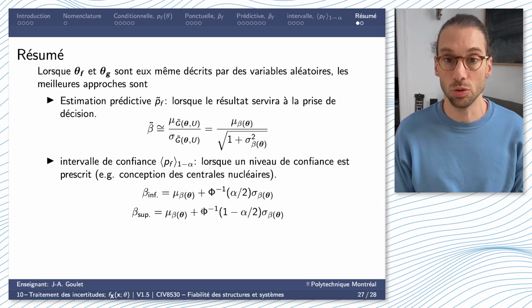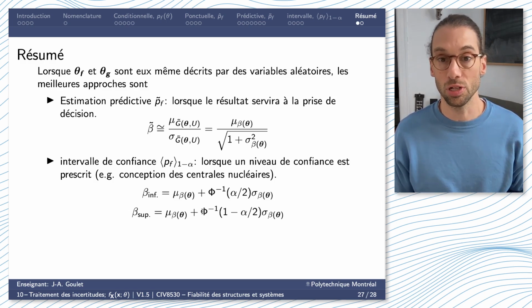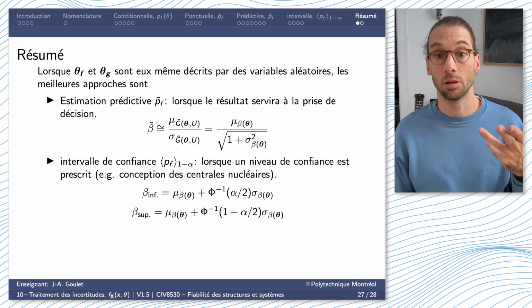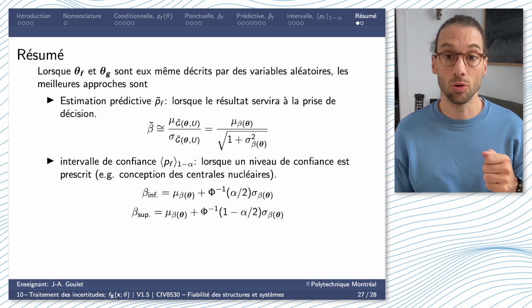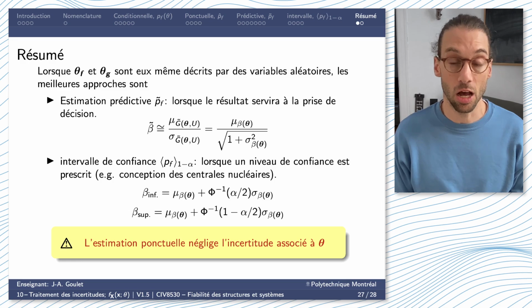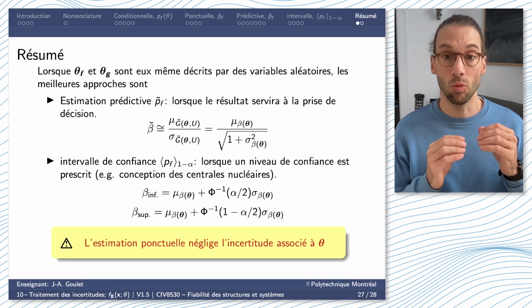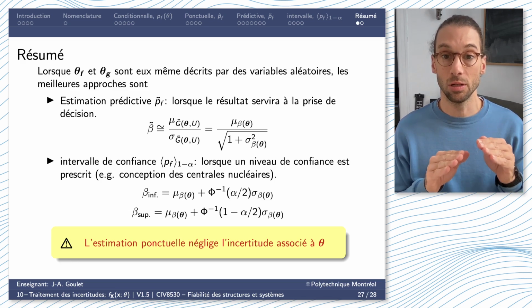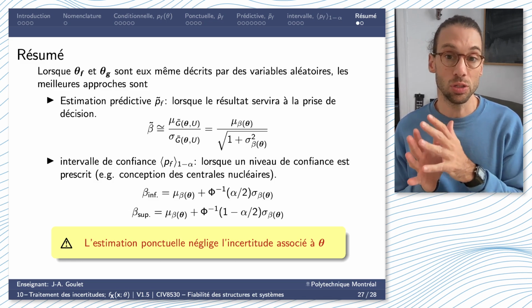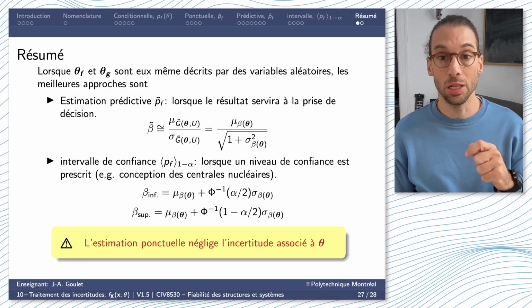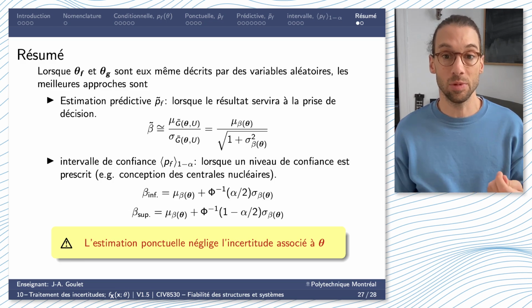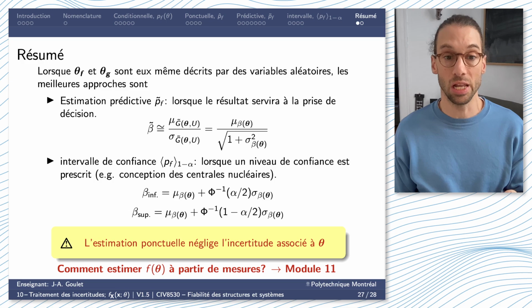This is what is used in the standards for designing, for instance, nuclear power plants, where they prescribe confidence regions to satisfy in order to assess the reliability of those critical infrastructures. And one thing you need to remember is that whenever you use a point estimate in a case where you have uncertainty about your parameter theta, you're going to neglect this uncertainty about the parameters, and you're going to underestimate the failure probability. You're going to overestimate the reliability index.